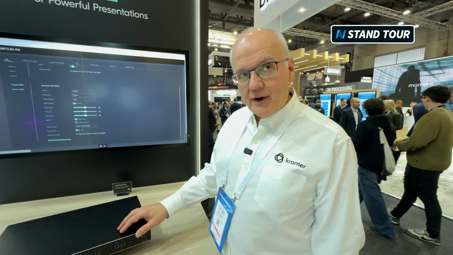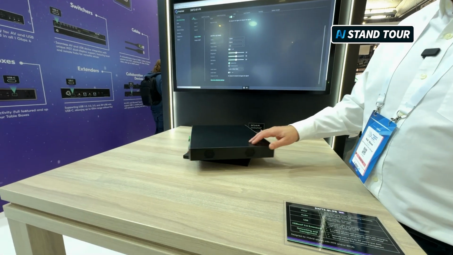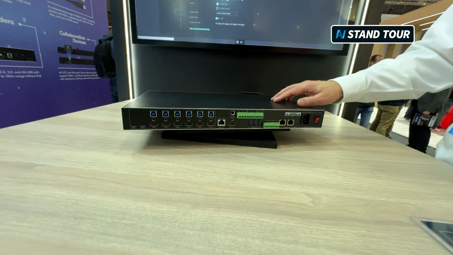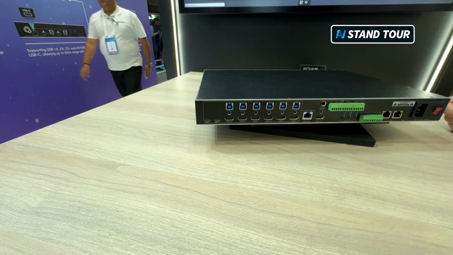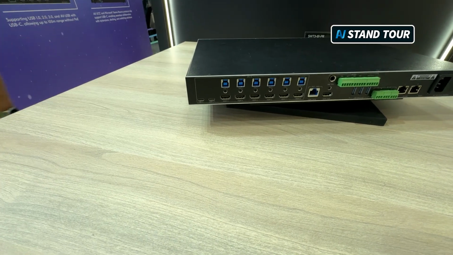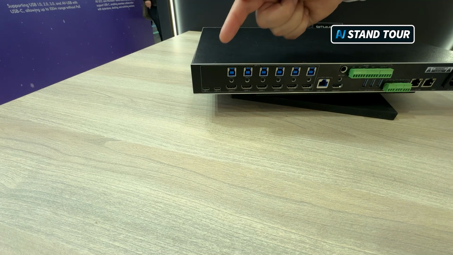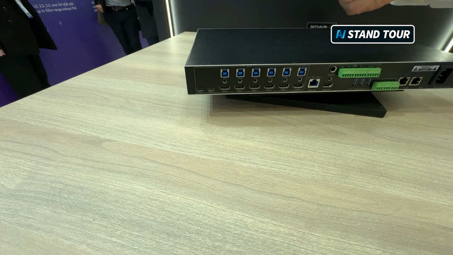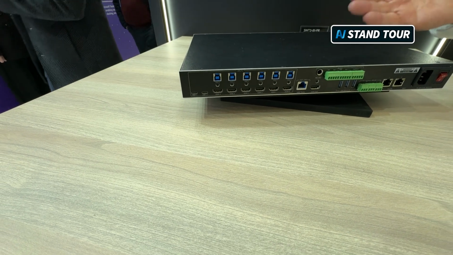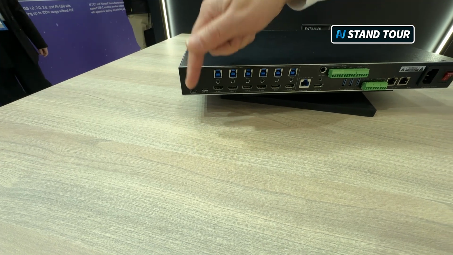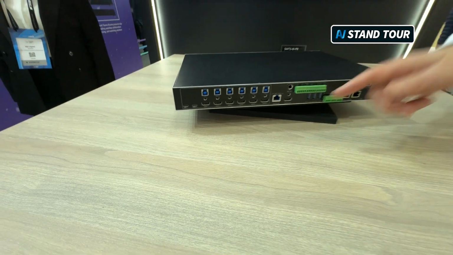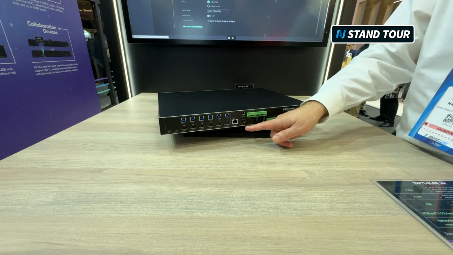So we're going to turn it round and we'll have a look at some of the inputs. Now this is really cool. We've got two USB-C inputs. If you select one of these USB-C inputs, you can have MST technology. So essentially, you can have one input with an extended desktop coming out over the two outputs here.